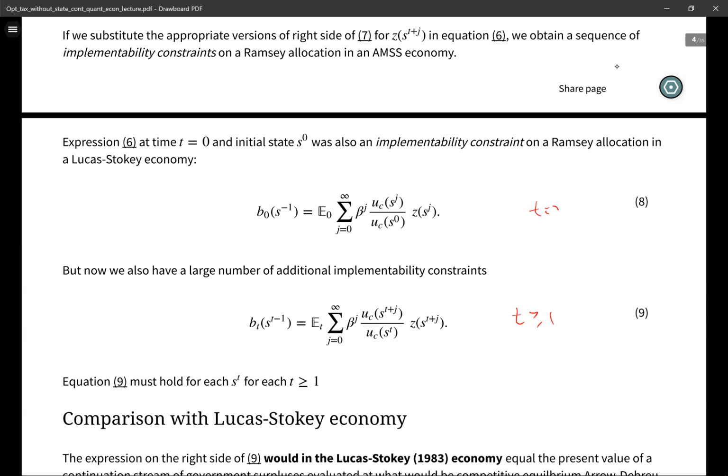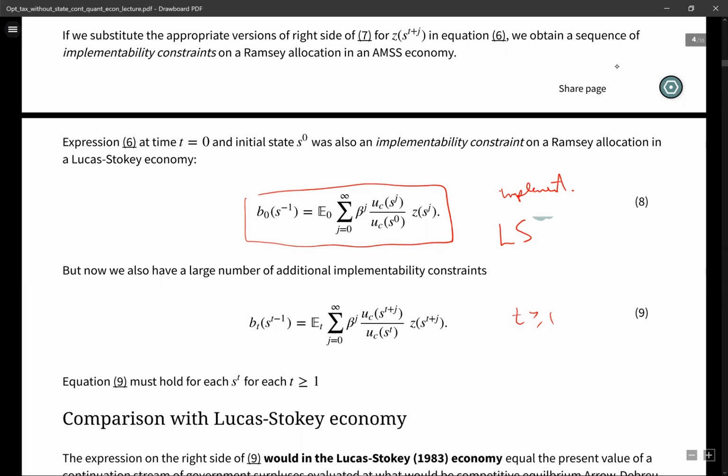So again, this first implementability constraint was the single one that was in the Lucas and Stokey model. This is the unique implementability constraint in the Lucas and Stokey model. But now we have a huge number, because we have one for every history, of additional implementability constraints, which I've written in a lazy way. I've replaced summations over conditional probabilities with this notation that's hazardous. You have to be very careful with it. E conditional on 0 and E conditional on t. And the key thing is that E_t means conditional on s^t.